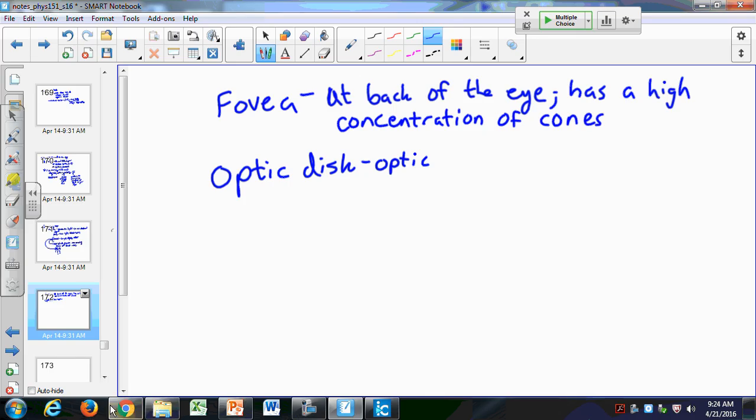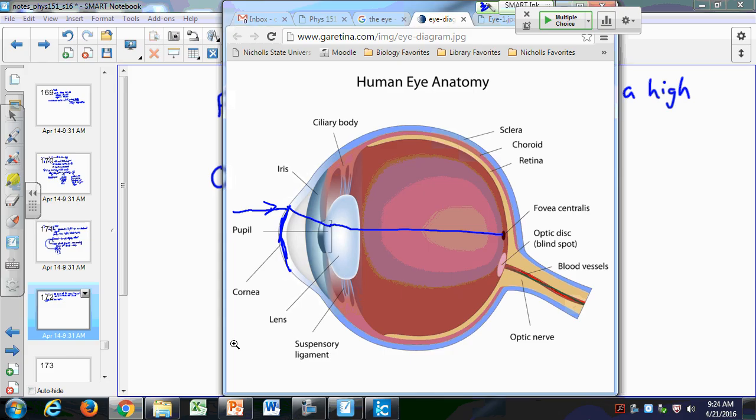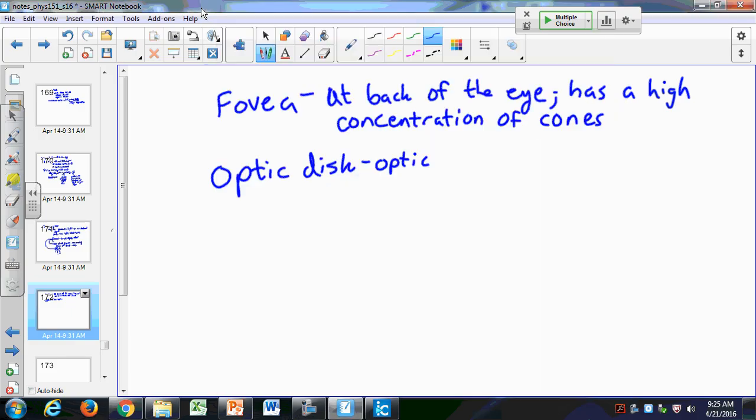Let's look at the picture. The fovea is right here. As you might expect, it's in the center of the eye. This is where your image is going to form most of the time. Sometimes the image will be bigger in this part and spread out, but the main image is formed here at the fovea. That's why you have more cones there, so you can distinguish colors more readily and produce a better image through your eye. That's the fovea, or the fovea centralis, the central fovea. The optic disc is where the optic nerve attaches to the retina.